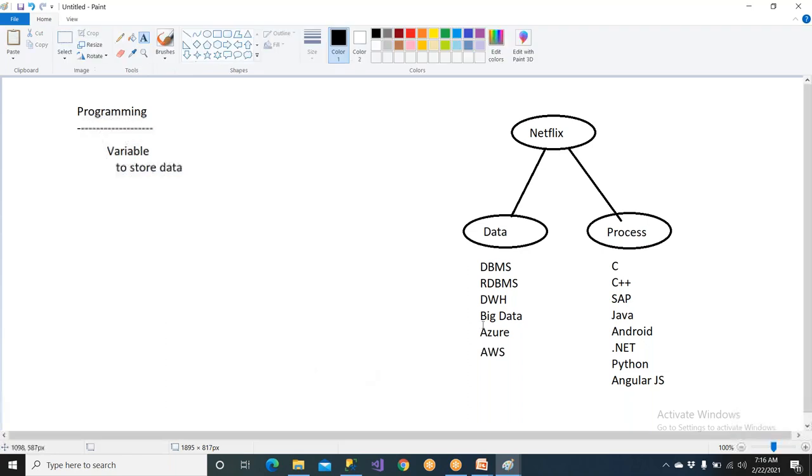But in RDBMS, how do you store the data? We are going to be storing the data in tables, right? But C doesn't have any table. C++ doesn't have any table. Any programming language is not going to store the data, but I wanted to store the data programmatically in a language.